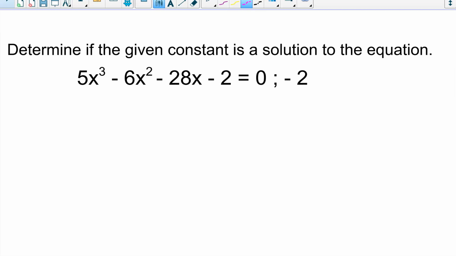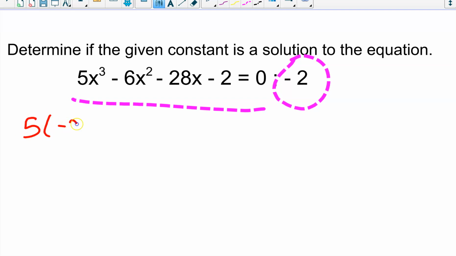Okay, let's take a look at this one. Is this constant right here a factor, or a solution, I should say, to that? So again, you would plug this in, and you could do this on your calculator. I would on this one. The last one was pretty easy by hand.